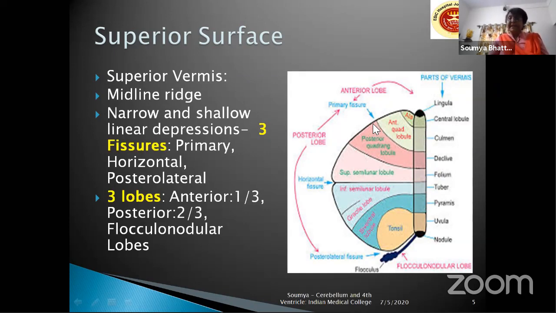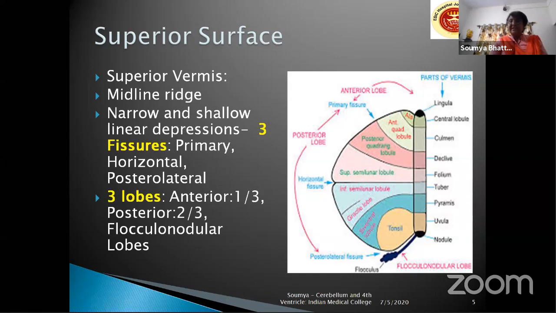In between the primary fissure and the horizontal fissure, we have some part of the lobe. This lobe is known as posterior or middle lobe. Between horizontal fissure and the posterolateral fissure or the sulcus, you have certain other lobes. These are also part of the posterior or middle lobe. Therefore, my dear students, I would like to draw your attention to this part. That is, cerebellum has three fissures.